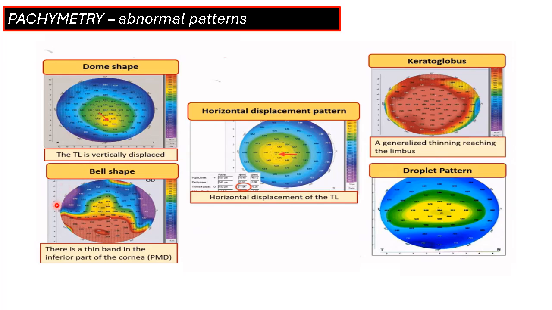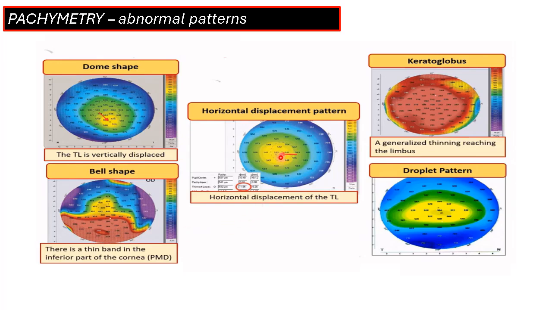Another thing is the pill shape. This is the shape of the pill. This is the mouth of the pill, and this is the shape of the pill. This is specific and peculiar to pellucid marginal degeneration, where the thinning is maximum at the peripheral part of the cornea, reaching up to the limbus.